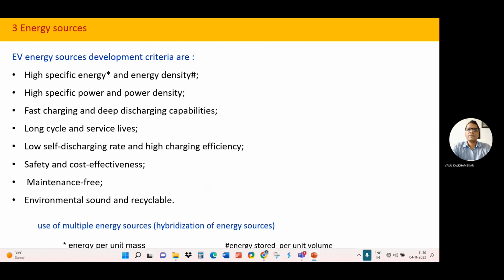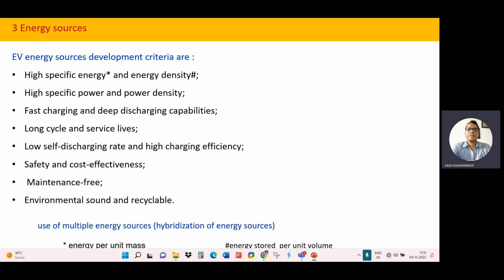Next is the energy sources technology. Now, there are different energy sources available. One energy source we are always familiar with is the battery. So battery is one of the energy sources. Similarly, there may be a supercapacitor, there may be a flywheel. All these energy sources should fulfill some requirements or desirable characteristics.